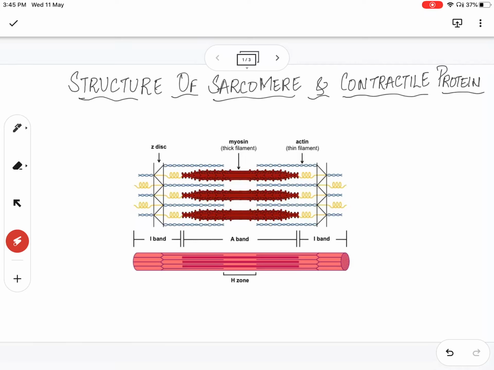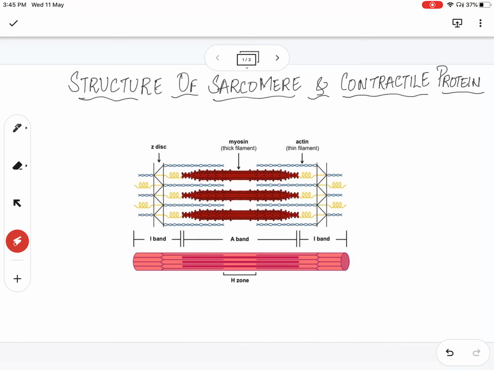In today's video, I'll be dealing with the topic structure of sarcomere as well as structure of the contractile protein. Okay, so first of all, you need to understand what exactly is a sarcomere. Sarcomere is nothing but a structural and functional unit of our muscle fiber. So hence you call it as what? Sarcomere. Okay, here you can see there is a diagrammatic representation of one of the sarcomere.